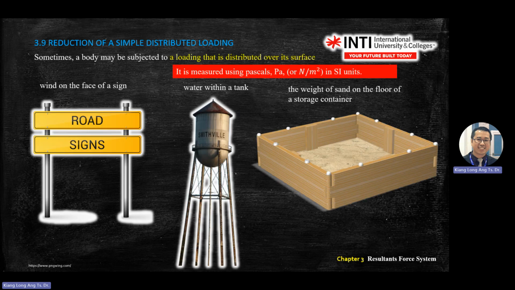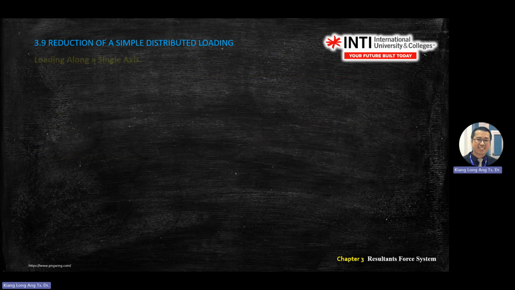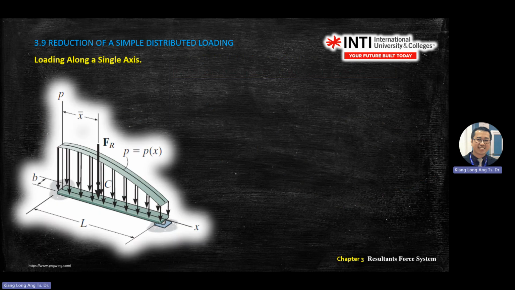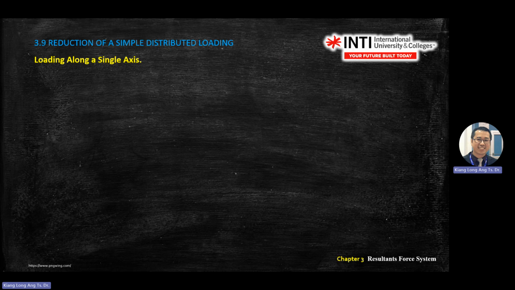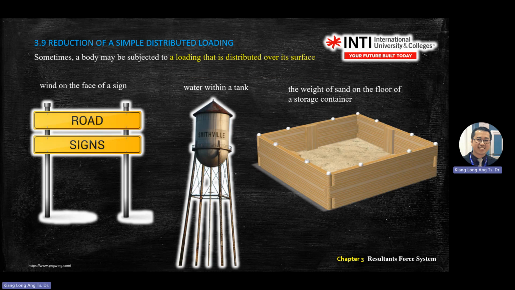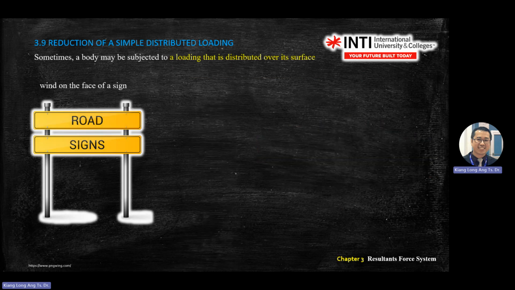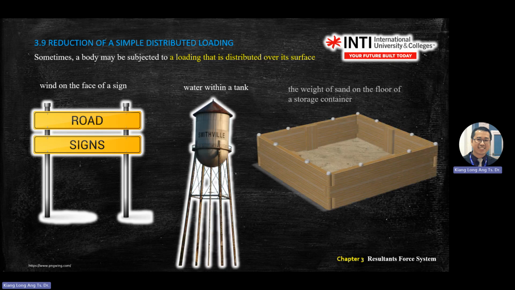This one is more reduction of the simple distributed loading. Something like this. Have you learned this one? No. Okay. So just now, all the while we were seeing one arrow, called a concentrated load, meaning everything is focused on one point. However, in real life, they're exposed to air, exposed to pressure.